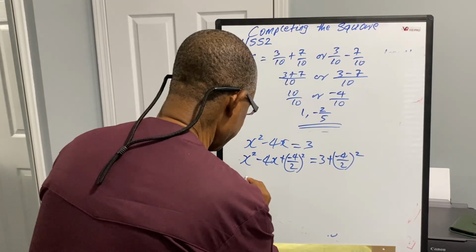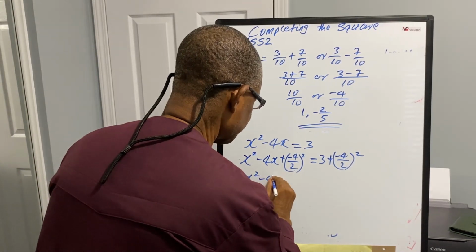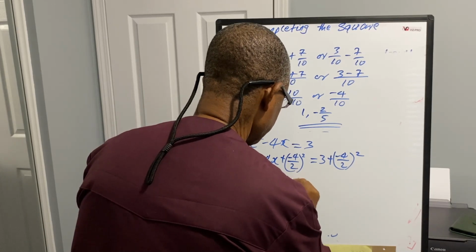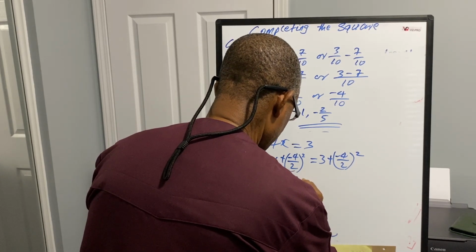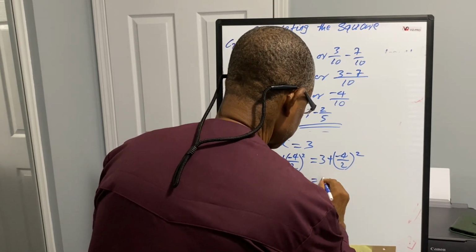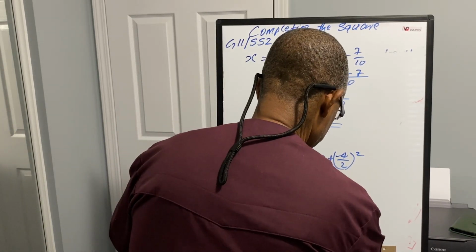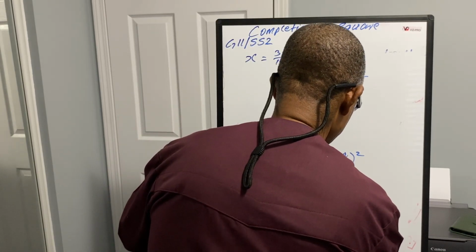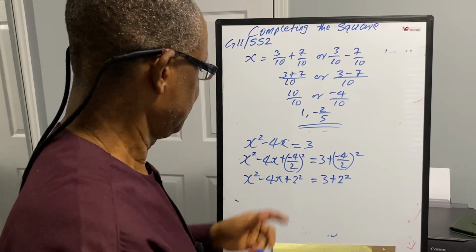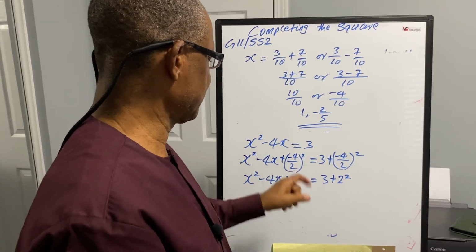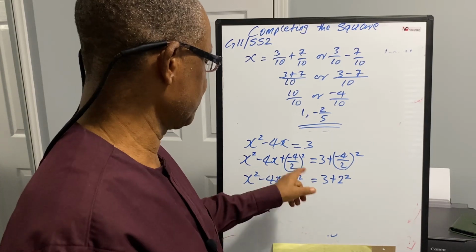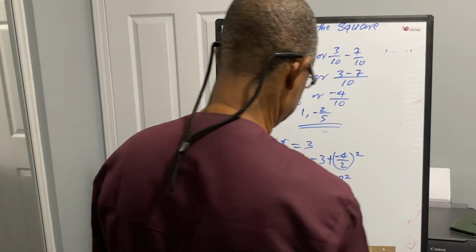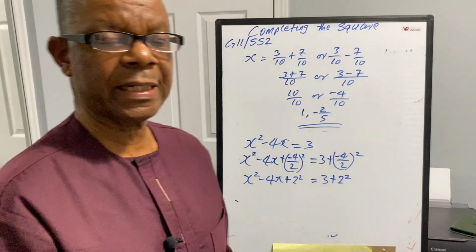What we did actually is x squared minus 4x plus 2 squared equals 3 plus 2 squared. 4 divided by 2 is 2. Minus 2 times minus 2 will give us 4. So for here, okay, we have done that.